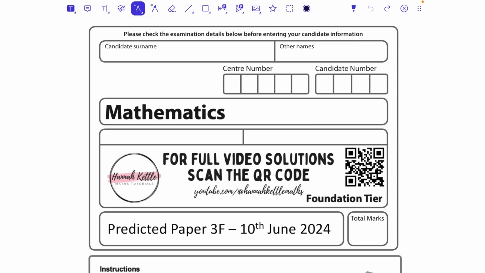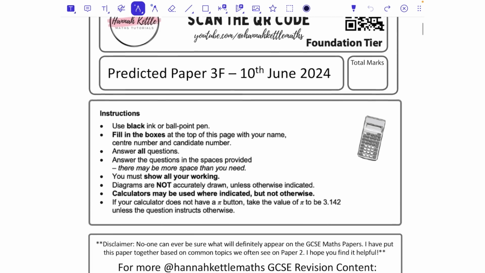This is my predicted paper for paper 3 foundation on the 10th of June, just based on what's already come up on paper 1 and paper 2. Obviously it's no guarantee, but it's just going to cover a lot of the common topics that we haven't seen yet. So here we go.